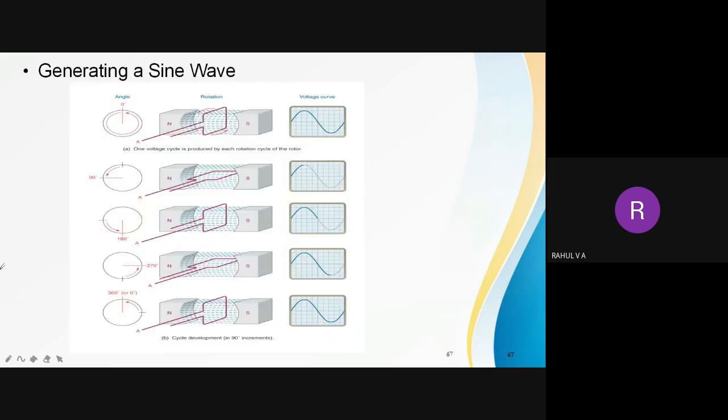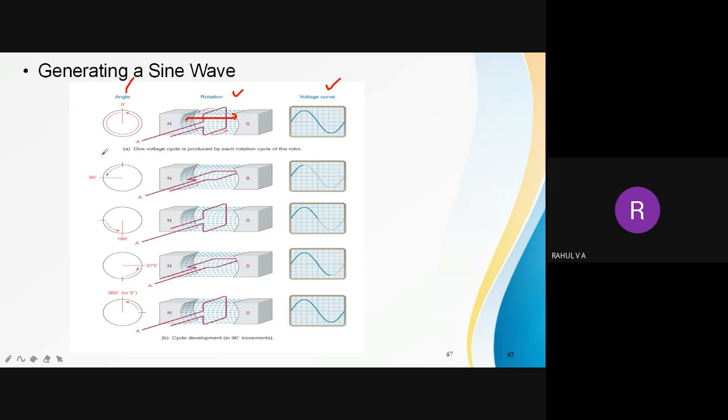Here we can see much more in detail. This is another diagram. If you observe here on the right side, it is the angle of rotation. Then we have the diagram of the generator, and the voltage is also plotted. Initially you assume that the rotor is perpendicular to the flux. Flux is flowing from north pole to south pole, and your rotor is perpendicular to the flux. That is the initial position.